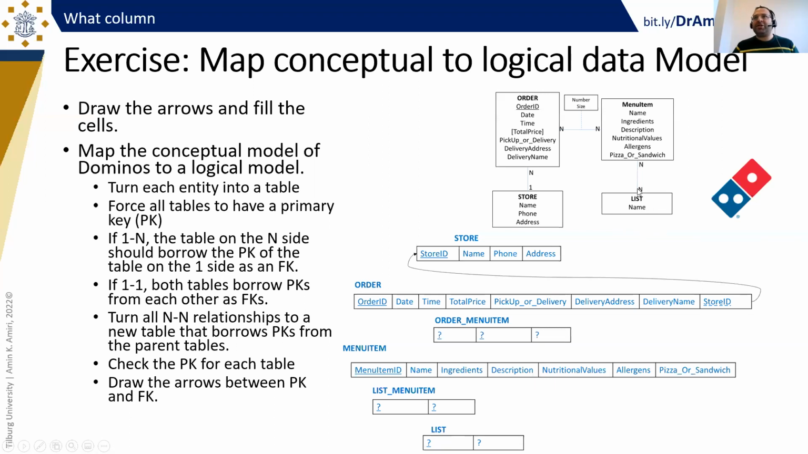Now, this relationship between list and menu item is many to many. So I need to create a new table, a new relation. So what should I put here as the first attributes of this table, this menu item?